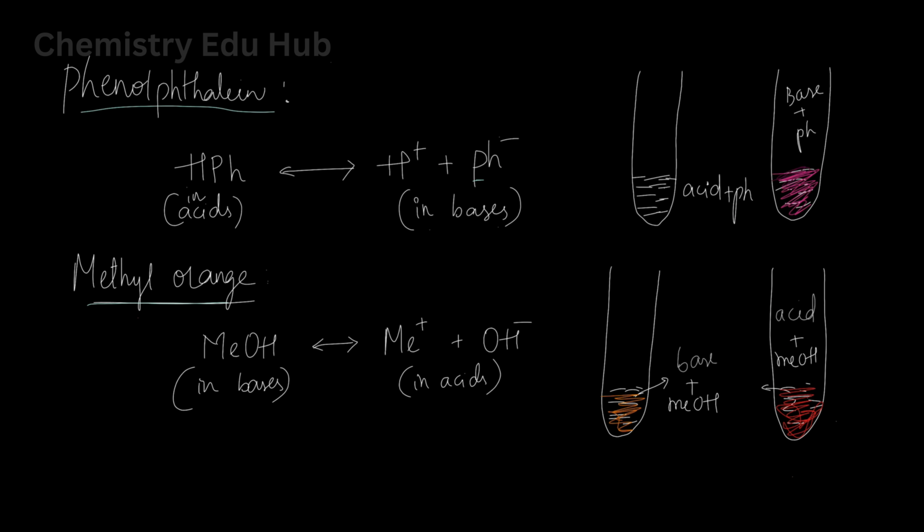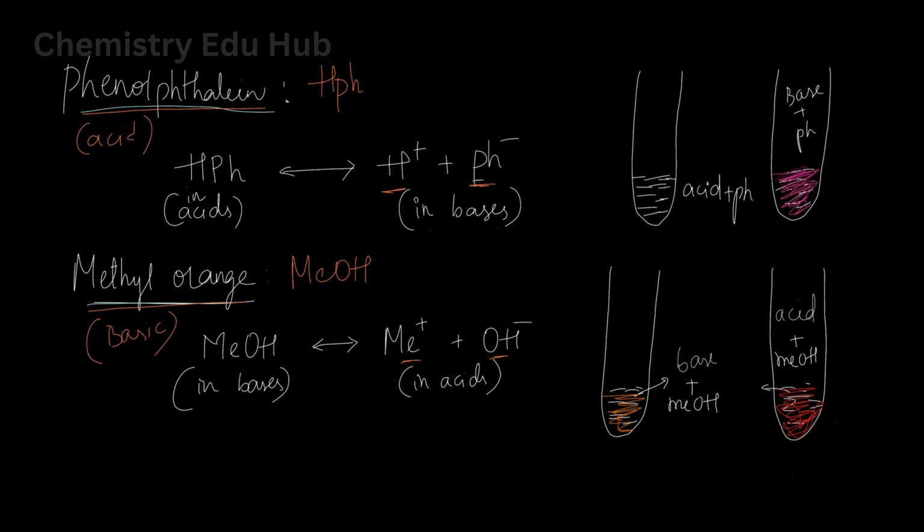Now we are trying to understand the behavior of phenolphthalein and methyl orange indicators using Ostwald's theory. Phenolphthalein is represented as HPh and it splits as H plus and Ph minus. Methyl orange is represented as MeOH and it splits as Me plus and OH minus. The nature of phenolphthalein is acidic, so it is called an acidic indicator. Methyl orange is basic, so it is a basic indicator.